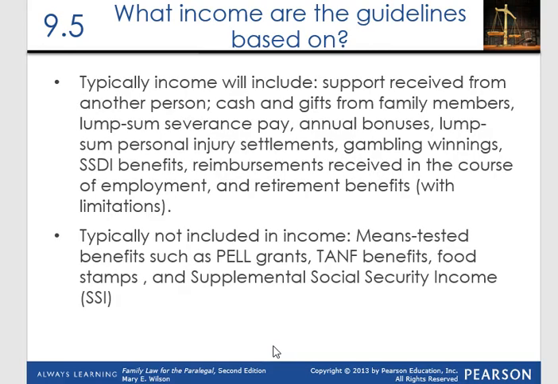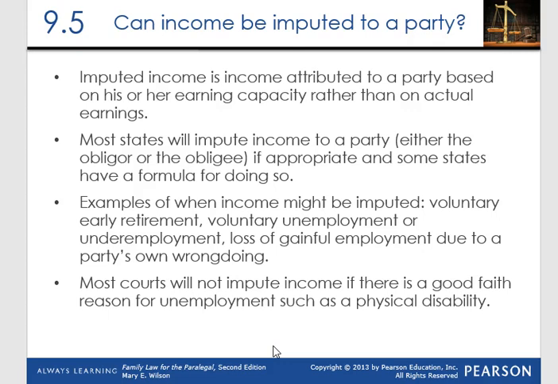Typically, income will include support received from another person, cash and gifts from family members, lump sum severance pay, annual bonuses, lump sum personal injury settlements, gambling winnings, SSDI benefits, reimbursements received in the course of employment, and retirement benefits with some limitations. Typically not included in income is means-tested benefits such as Pell Grants, TANF benefits, food stamps, and supplemental Social Security income. Can income be imputed to a party?